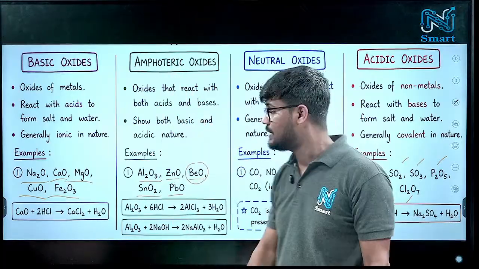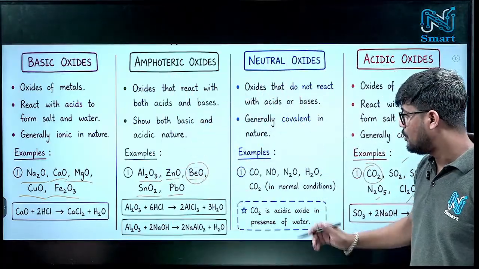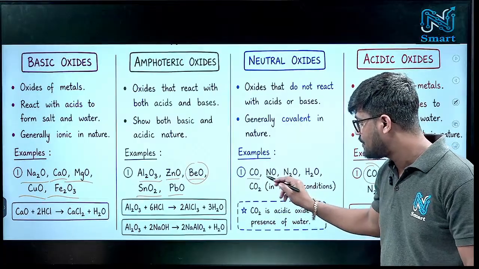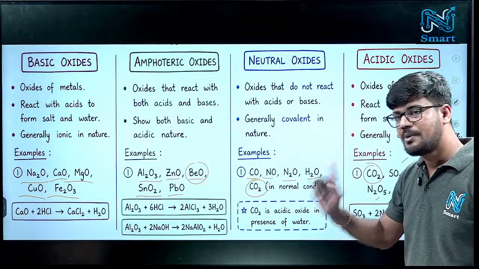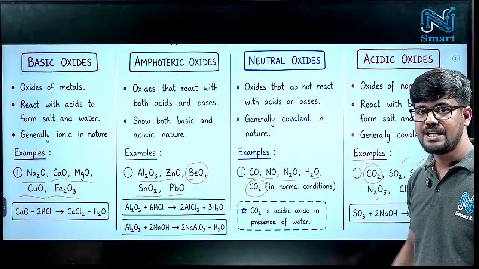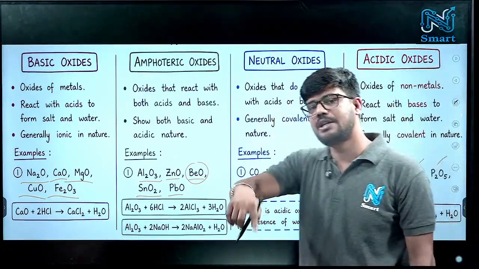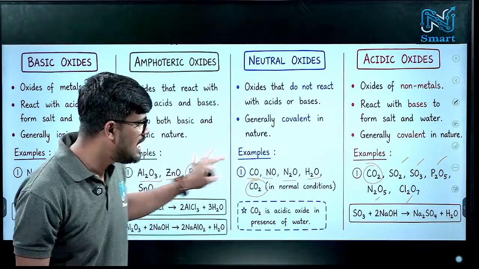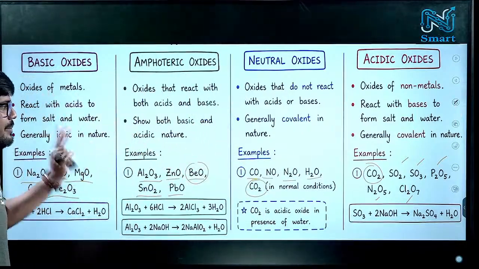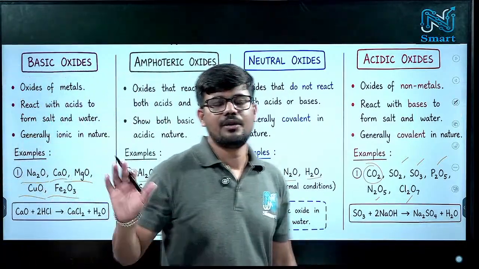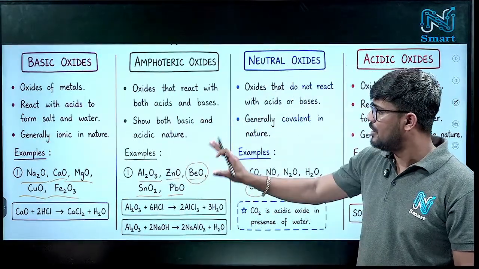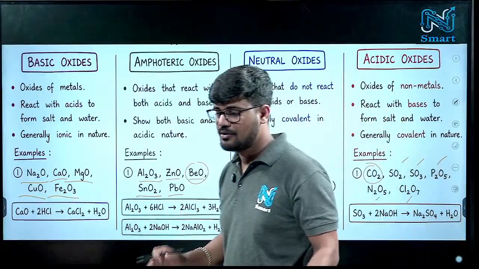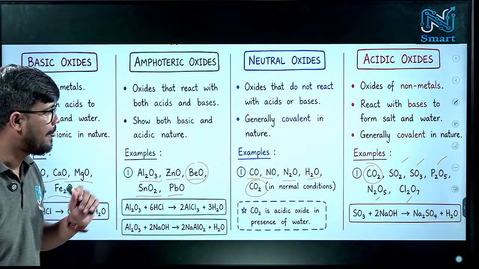of amphoteric oxides. If you look at the neutral oxides, here we have carbon monoxide CO, NO, N2O, H2O and CO2, a special case. Normal condition means neutral oxide. If you put CO2 in water, then it is an acidic oxide. So you must remember these examples, because mostly they frame questions based on these oxides.